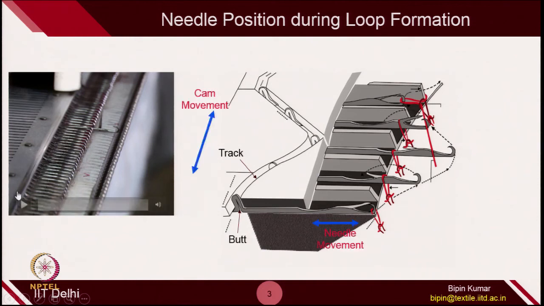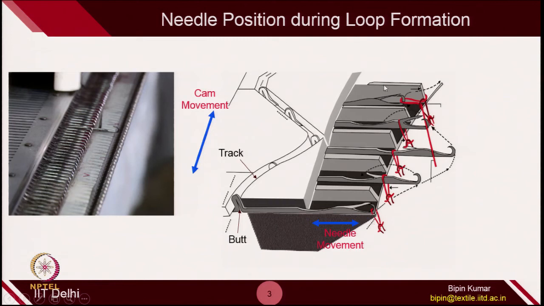The cam, you have seen in this video also, is moving from left to right and right to left on the machine, and because of that the butt is forced to follow the track inside the cam jacket. And once the butt follows, the needle is forced to make a reciprocative movement, which you can see here. So during this process the needle is undergoing certain specific positions of loop formation.